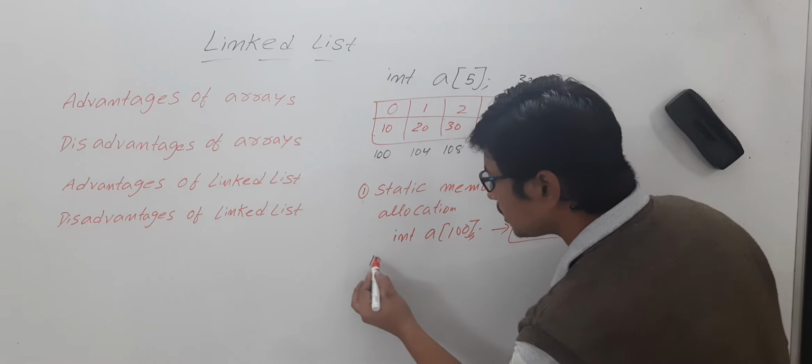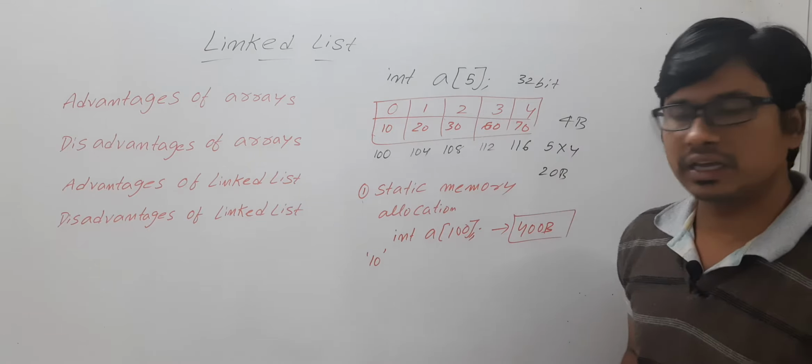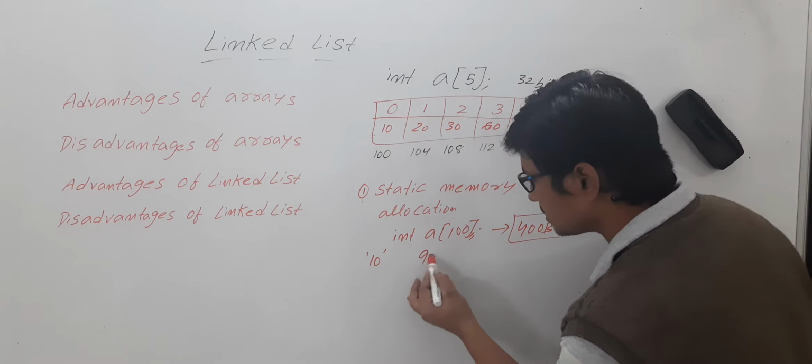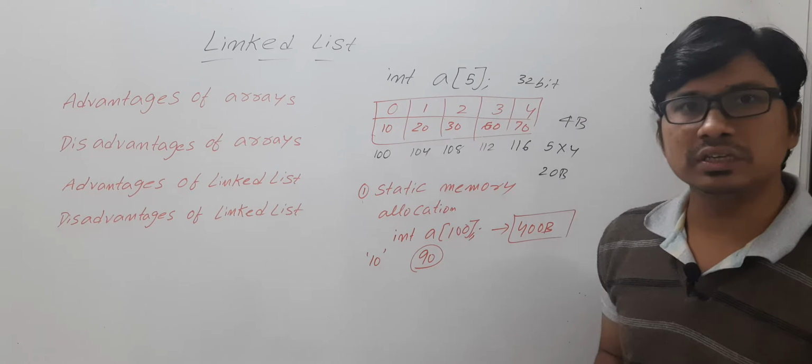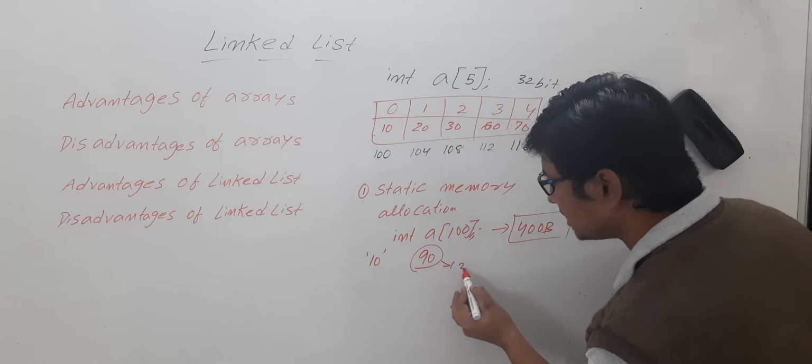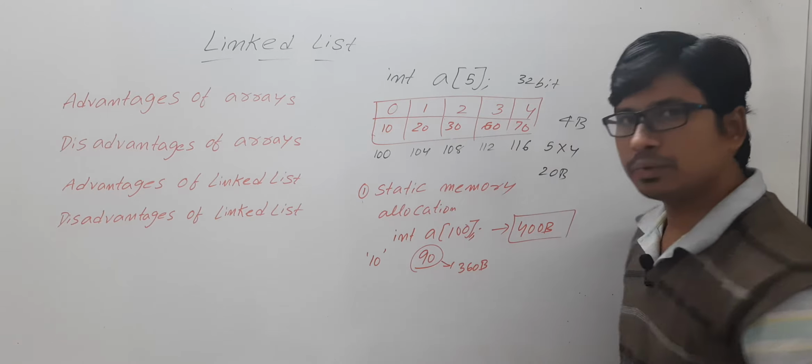Then the user has entered only 10 elements. The remaining 90 elements the user is not using. So 360 bytes of memory is wasted. Are you able to understand?